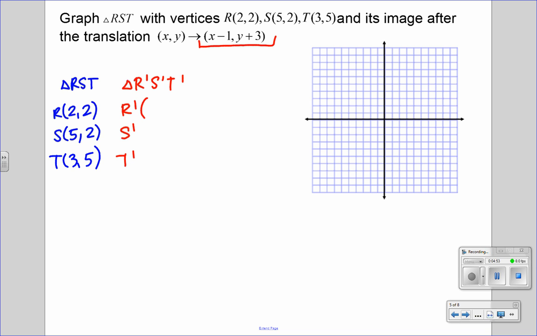So 2 minus 1 is 1, and 2 plus 3 is 5. 5 minus 1 is 4, and 2 plus 3 is 5. 3 minus 1 is 2, and 5 plus 3 is 8. And now we're going to graph. Pre-image is in blue.